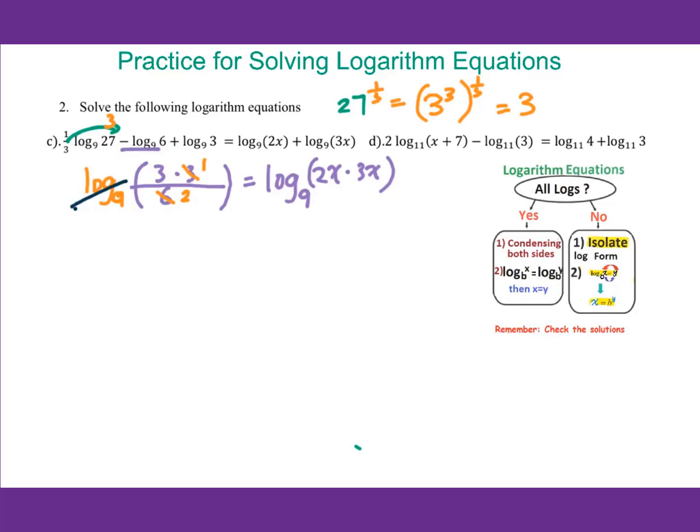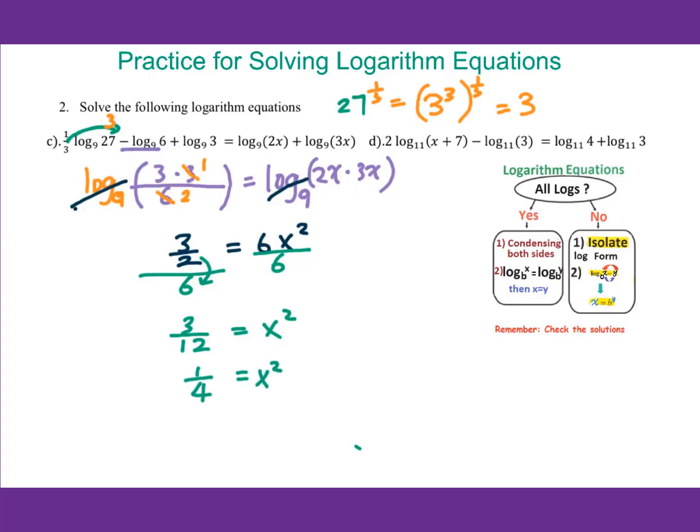Then we can cancel the log. We got 3/2 equals 6x squared. Then we divide by 6 on both sides. You will get 3/12 equals x squared. Reduce: 1/4 equals x squared. Then square root both sides. You will get x equals plus or minus 1/2. Let's do x1 equals 1/2, x2 equals negative 1/2.